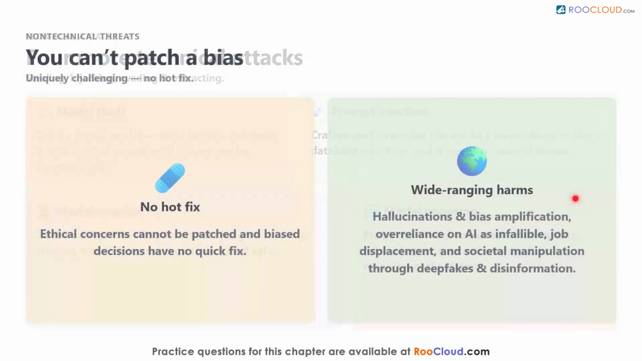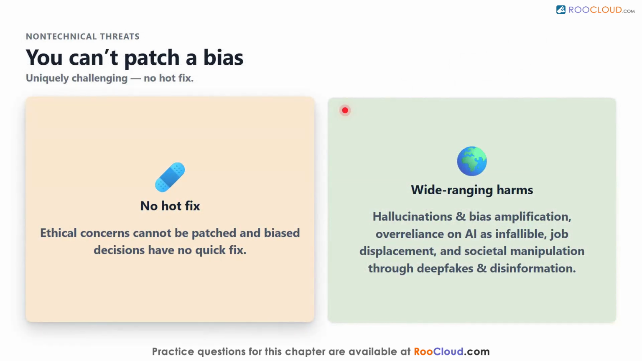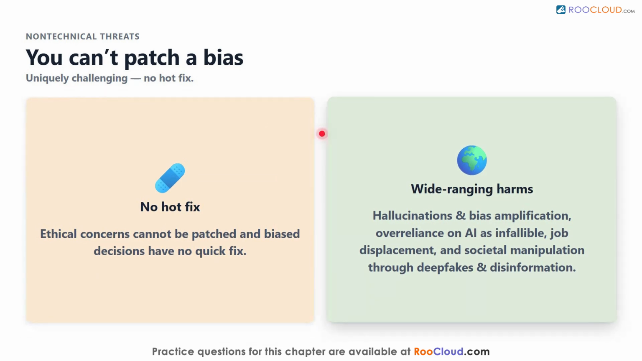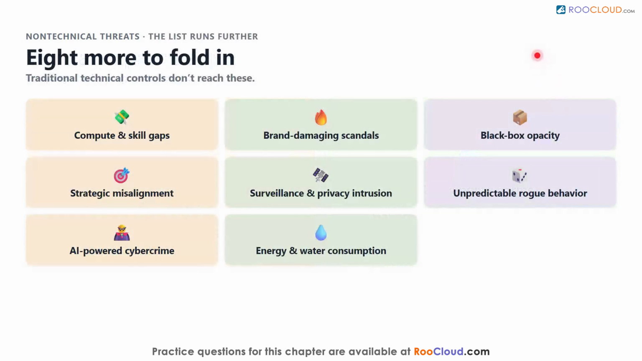Now to the non-technical threats, which are uniquely challenging because ethical concerns cannot be patched and biased decisions have no hot fix. These are wide-ranging. They include hallucinations and bias amplification, over-reliance on AI as if it were infallible, job displacement, and societal manipulation through deepfakes and disinformation. The list runs further still.